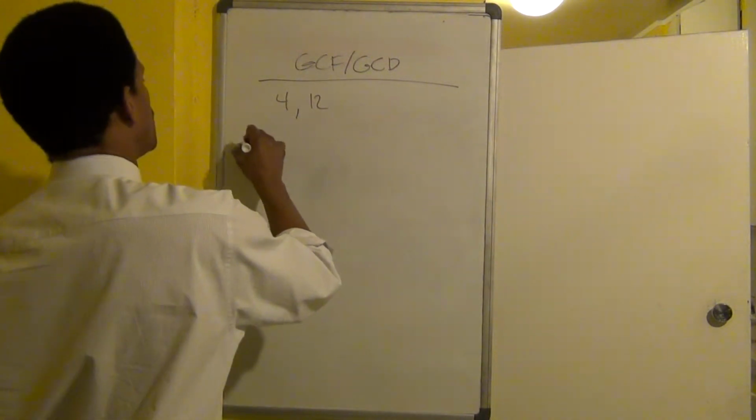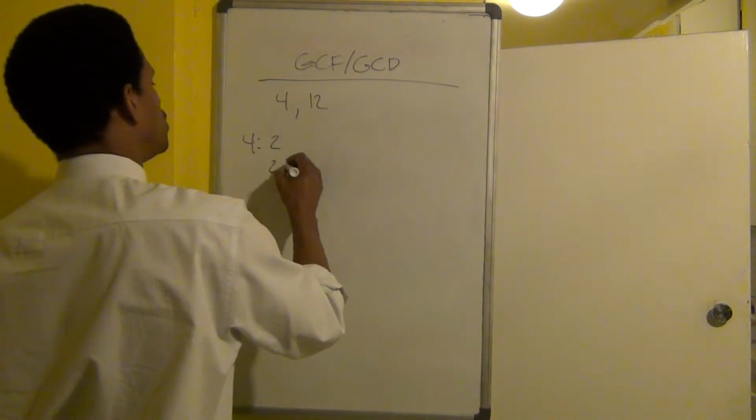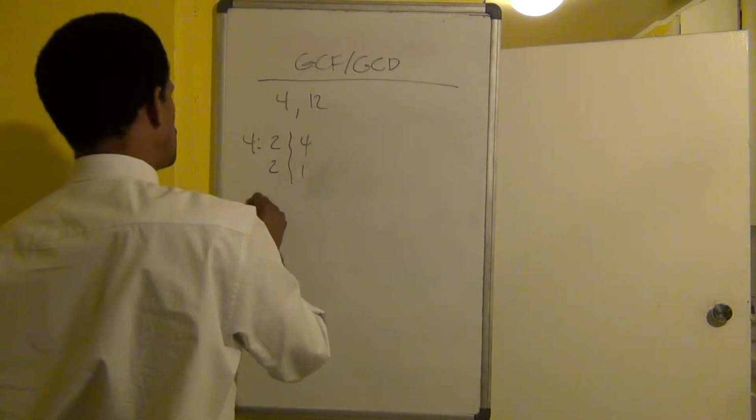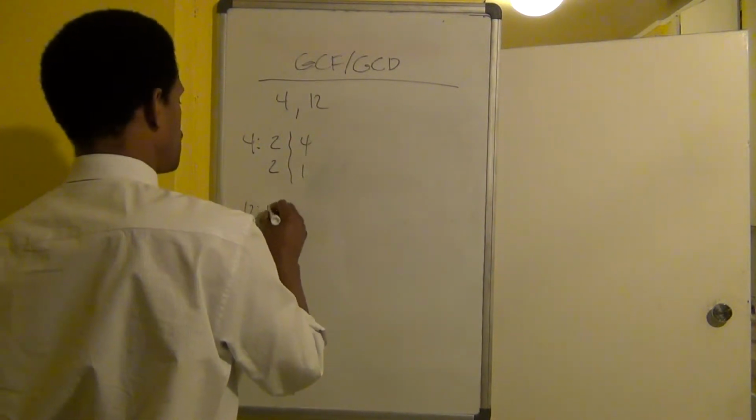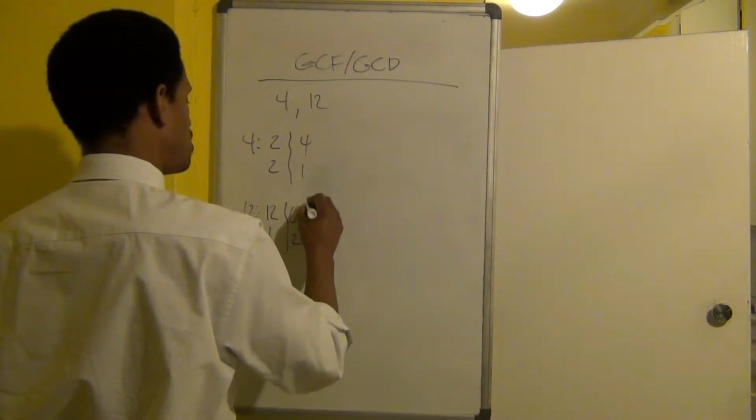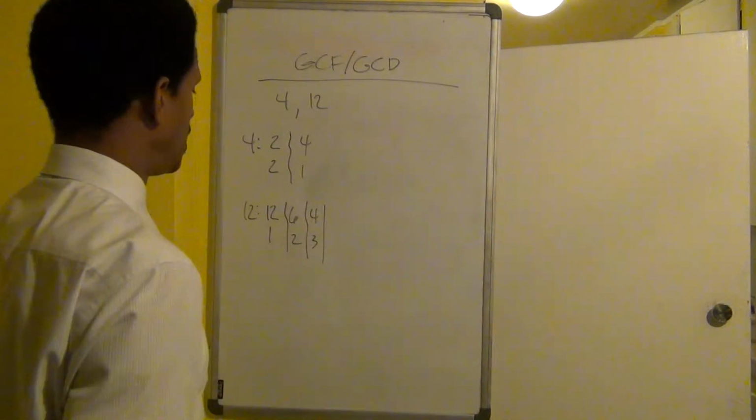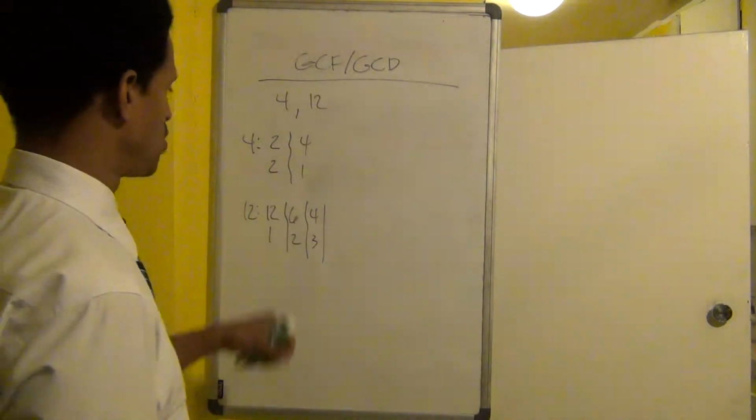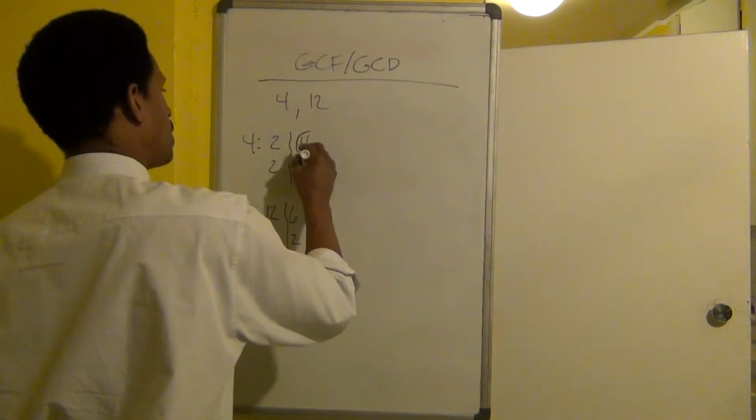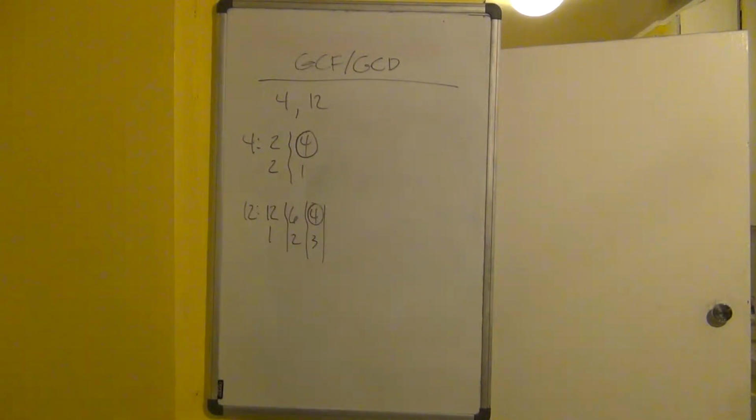So we can go here, 4 equals 2 times 2, also equals 4 times 1. Let's try 12. 12 has 12 times 1. It has 6 times 2. It has 4 times 3. And if we did it the other way, it'd be 2 times 6, 3 times 4, and as such. So you look here, we find the largest number. The largest number that can be divided into 4 and 12 evenly would be 4.